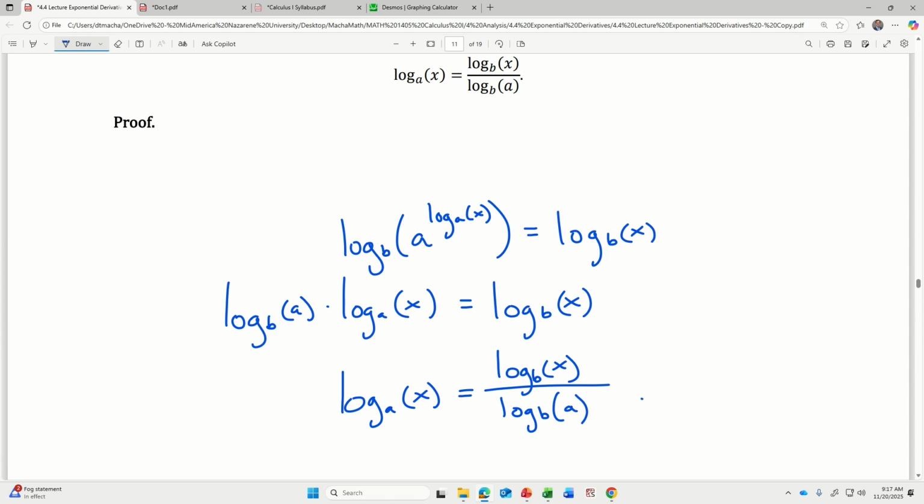Now, I bet you can see where this is going finally. If we can just agree that logarithm base b of x is equal to logarithm base b of x, then the first step is doing this inverse function composition, because this is the same thing as x. And then the next step in the proof is using the logarithm power rule to take this log base a of x outside of the logarithm base b of a. And then the last step would just be to divide by logarithm base b of a.